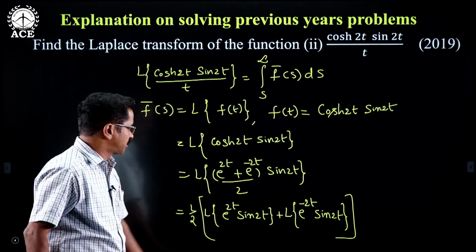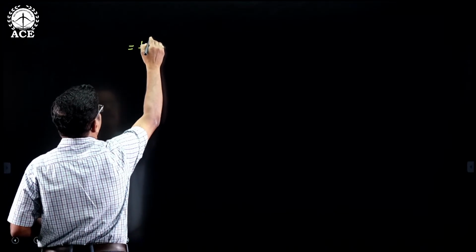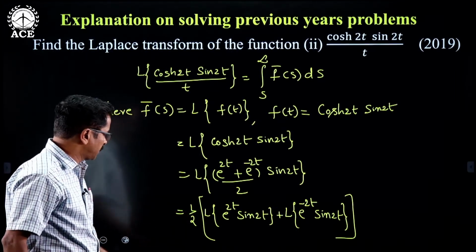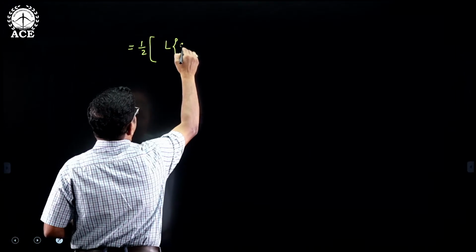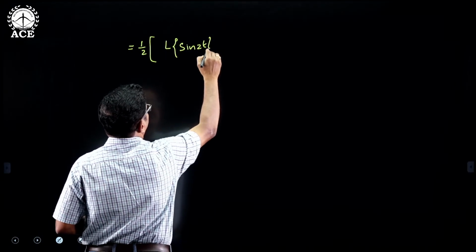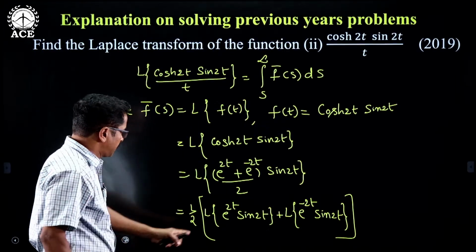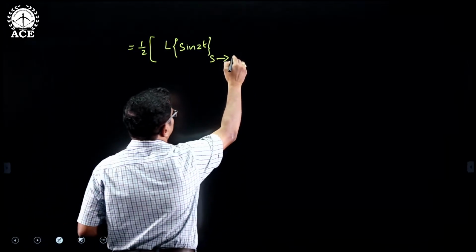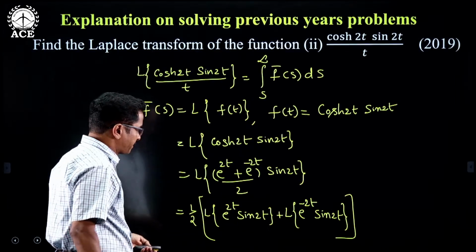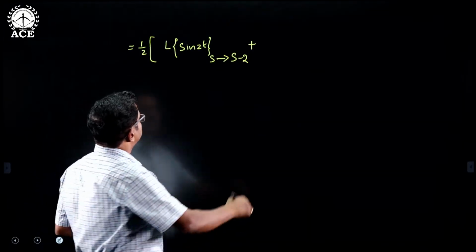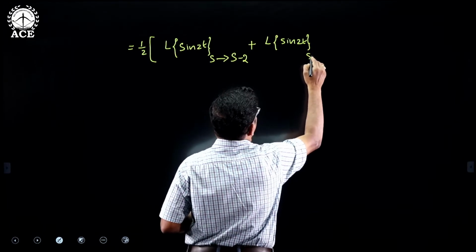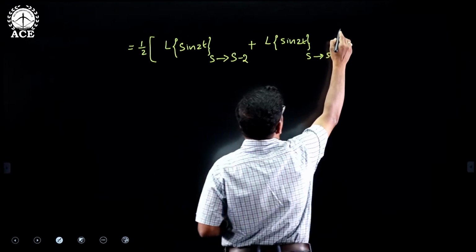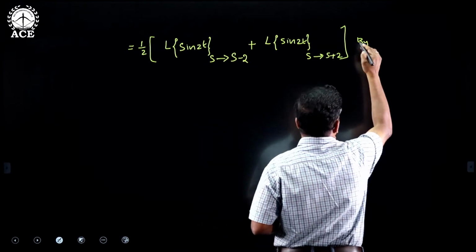Right. Again we apply the first shifting theorem here. So which is equal to 1 by 2 into, applying the first shifting theorem, L of sin 2t where s is shifted to s minus 2, since it is e power 2t, plus L of e power minus 2t sin 2t, which means L of sin 2t where s is shifted to s plus 2, by the first shifting theorem.